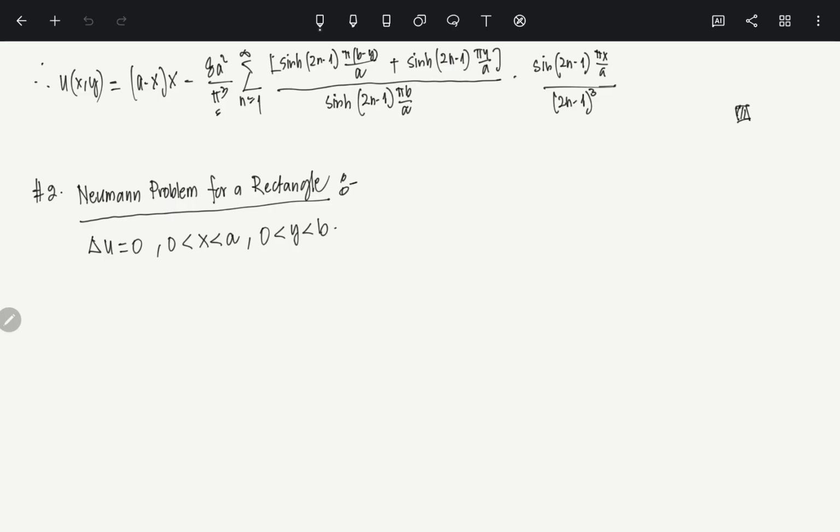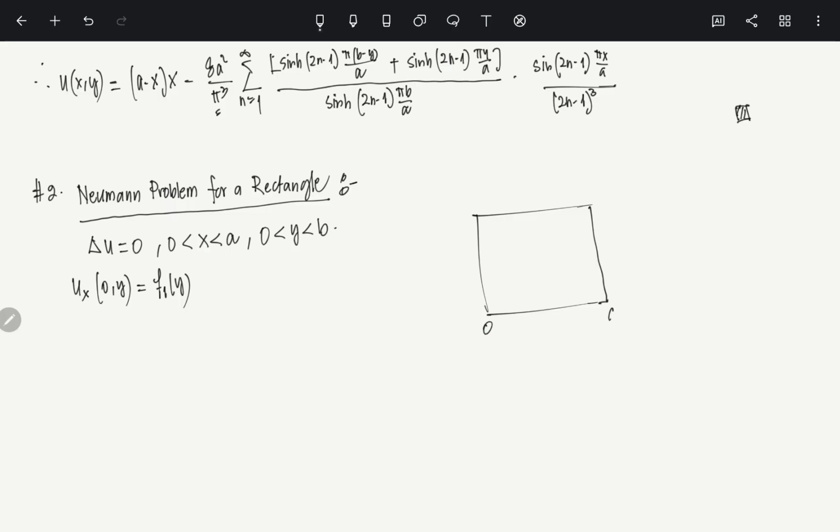Okay. Now, Neumann boundary essentially means we need to have some idea of the derivative of u. So let's say ux, the derivative with respect to x, on the line x equals to 0. This is, let's say, f1 of y. Okay. So you have this rectangle.